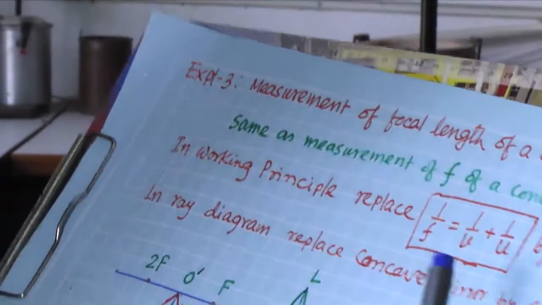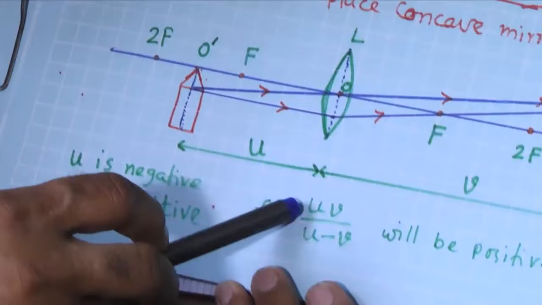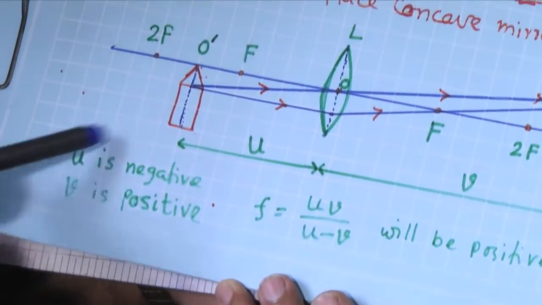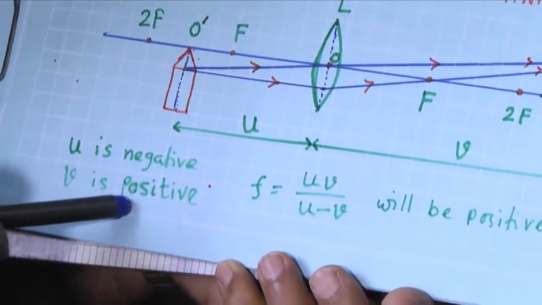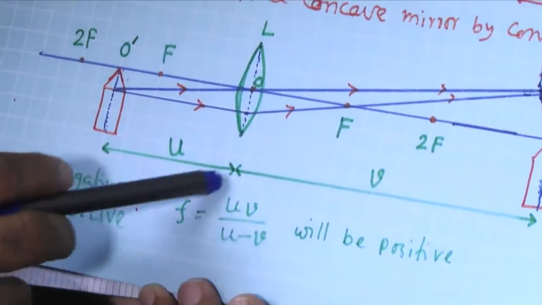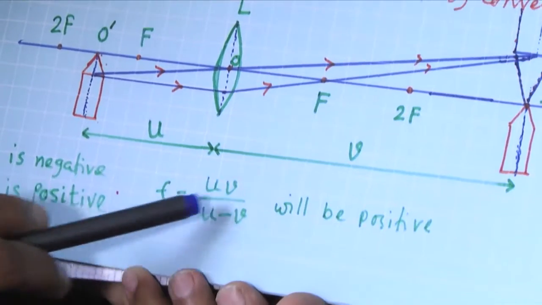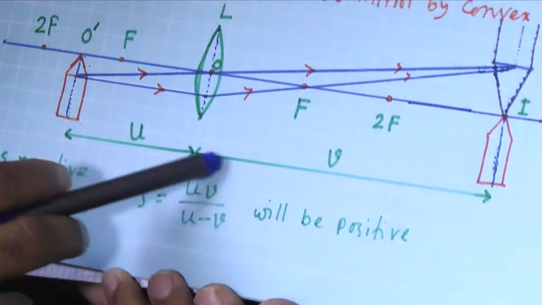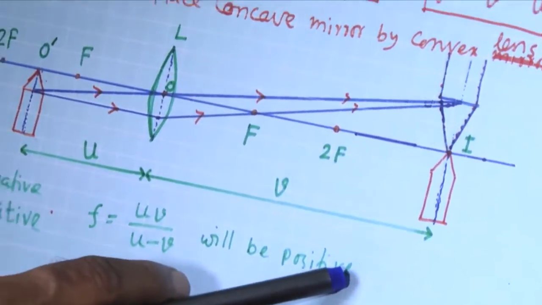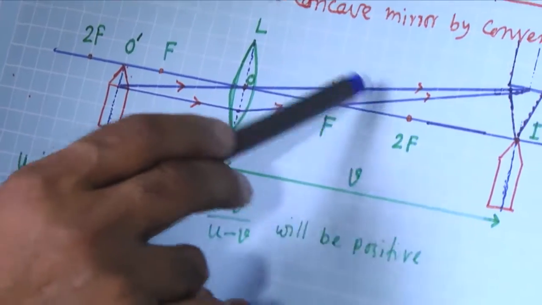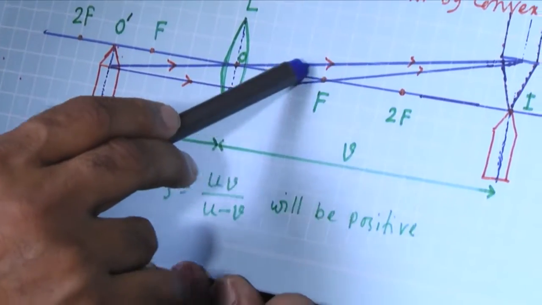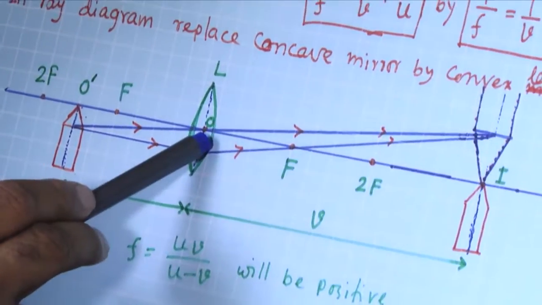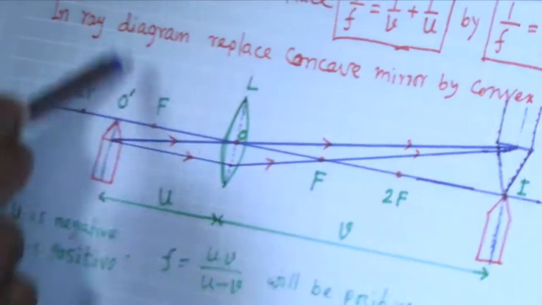Okay. So, then you will find out u and v, and sign of u and v is basically, for u it is negative and for v it is positive. So, using this formula f equal to uv by u minus v, you can find out the focal length f, and it will be basically positive. So, basically image is formed this side. So, this is the focal length distance, that is the focal length of the lens.